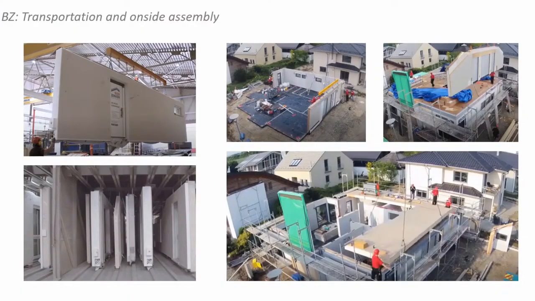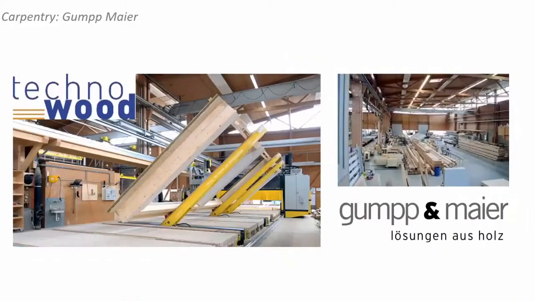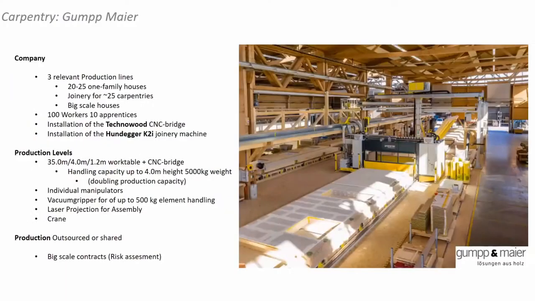Looking at a more project- and not product-oriented company, so it's also carpentry. Their name is Meyer. They're also in South Germany, and they are a fabricator of just 20 to 25 one-family houses, as you can see. So it's 16 times less one-family housing that they produce, but they have much bigger scale projects that they're working on.